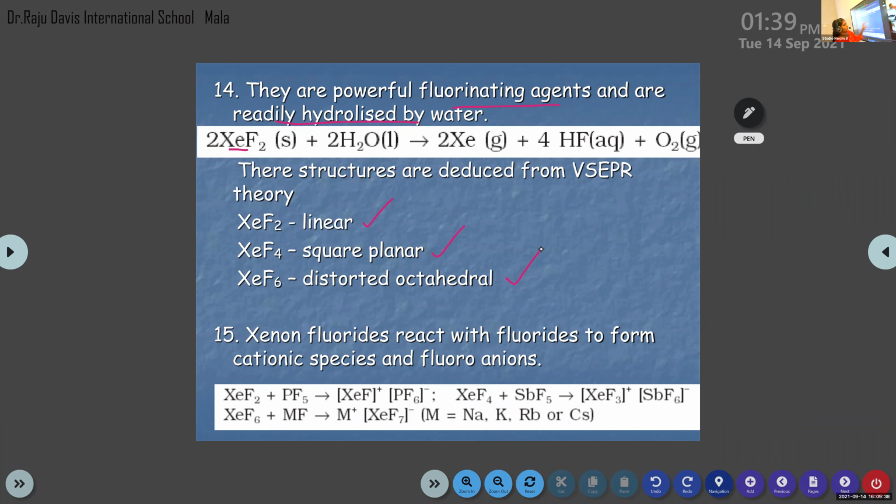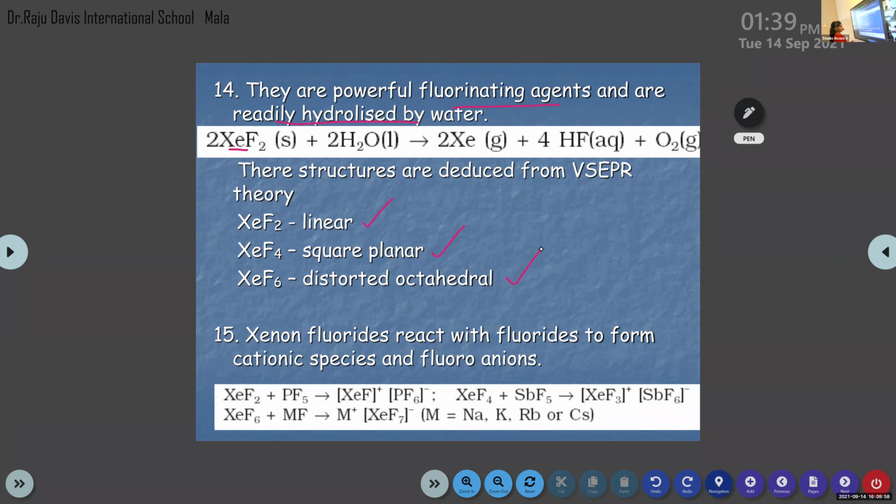Aditya, can you read the structures of these compounds? Yes, ma'am. XeF2 linear, XeF4 square planar, XeF6 distorted octahedral. Okay, distorted octahedral.